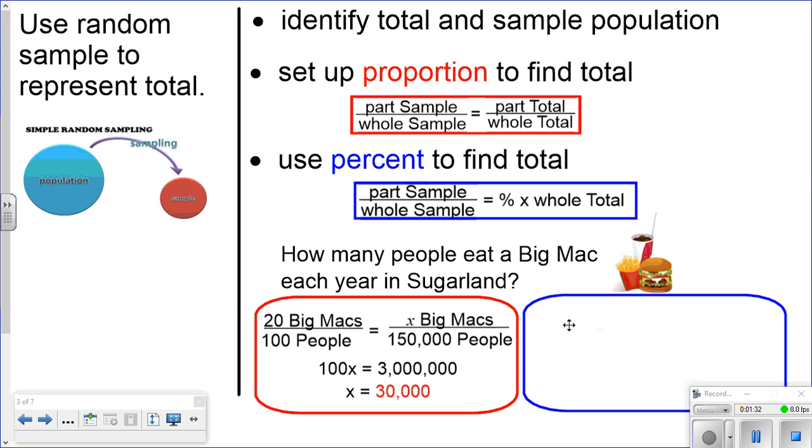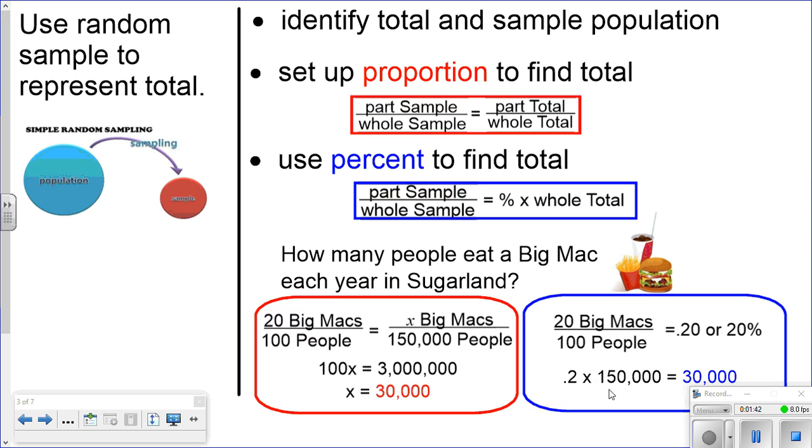Another way to find that same answer is we take our random sample of 20 people eating Big Macs out of 100, we divide it to get 20%, and we multiply that by the 150,000, and it gets us the same 30,000 people eating Big Macs in Sugar Land every year.